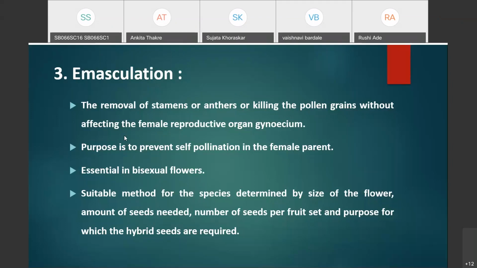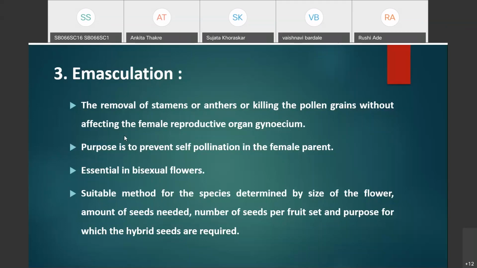Then various methods of emasculation have been determined. There are a large number of methods used to remove the anthers or stamens, or to kill the pollen grains. The method which is suitable for the species, for that particular parent, should be determined by the size of the flower, the amount of seeds required, the number of seeds per fruit set, and the purpose for which the hybrid seeds are required.